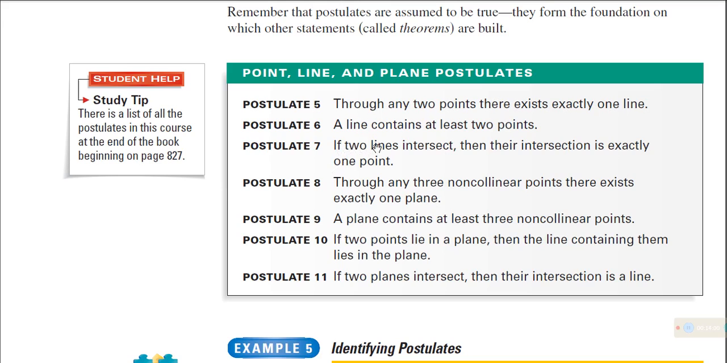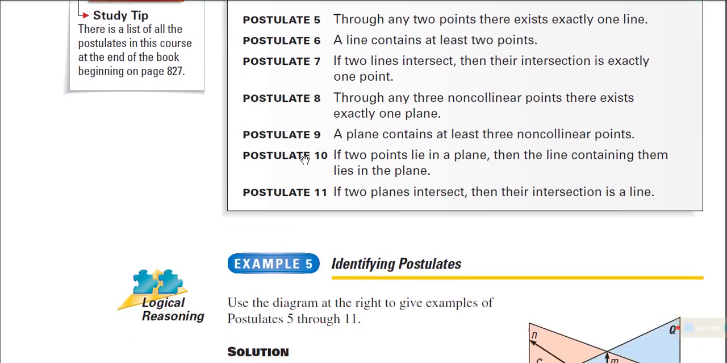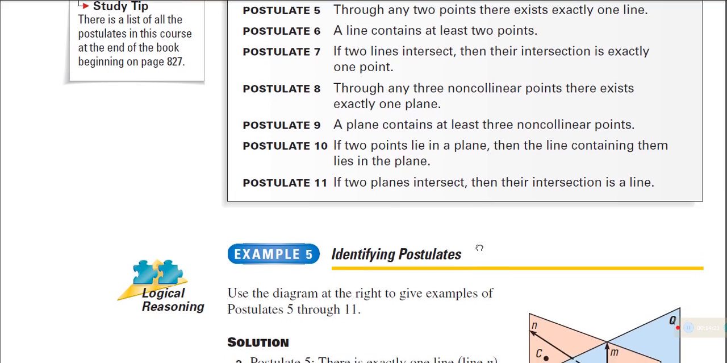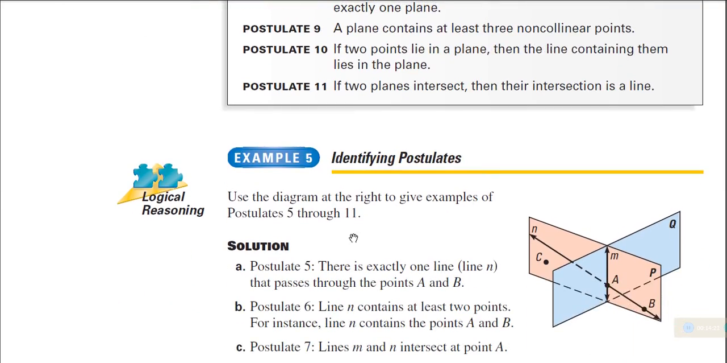So, postulate 7, if 2 lines intersect, then the intersection is exactly 1 point. Postulate 8, through any 3 non-collinear points, there exists exactly 1 plane. Postulate 9, a plane contains at least 3 non-collinear points. If 2 points lie in a plane, then the line containing them lies in the plane. And if 2 planes intersect, then the intersection is a line.